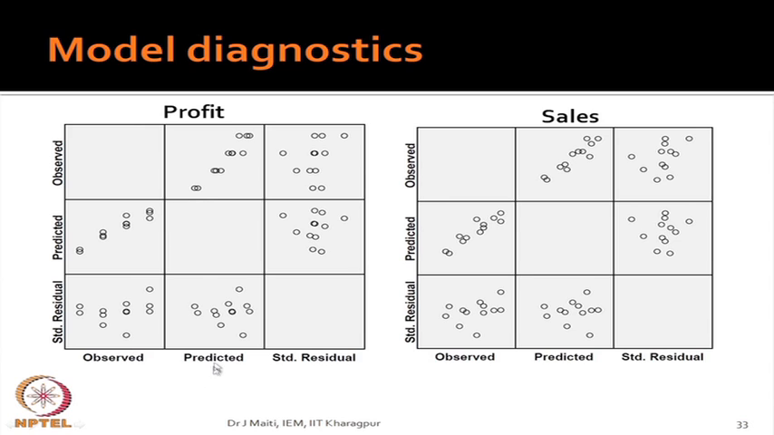Now, observed, predicted, fine. If you go by residuals versus predicted or residuals versus observed, that should not give any trend, it should be random, and it is coming like this. Predicted versus residuals also should become random. For profit this is the case, for sales also we are getting a similar thing, and in fact from this figure you are not getting any unusual observation.